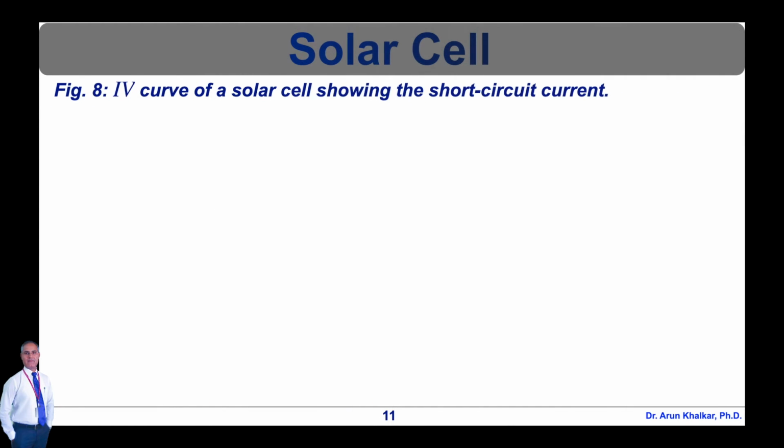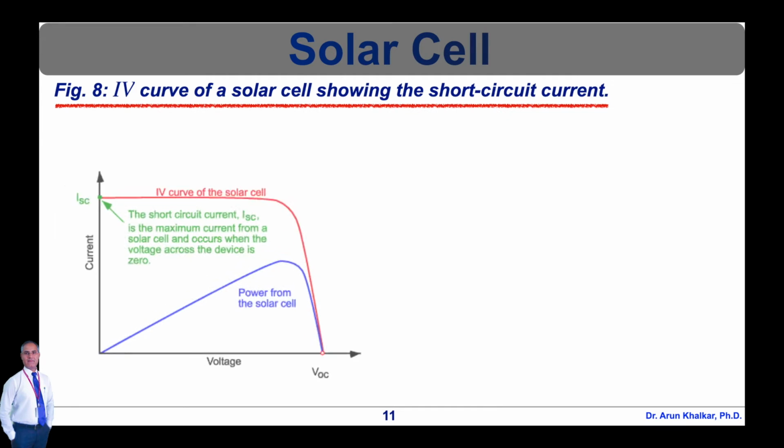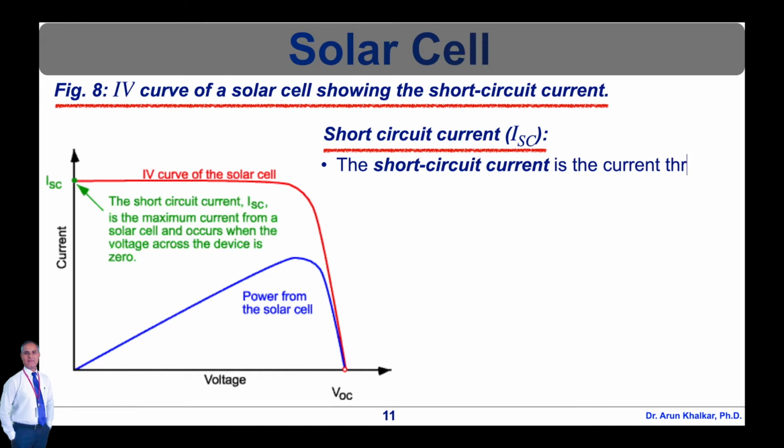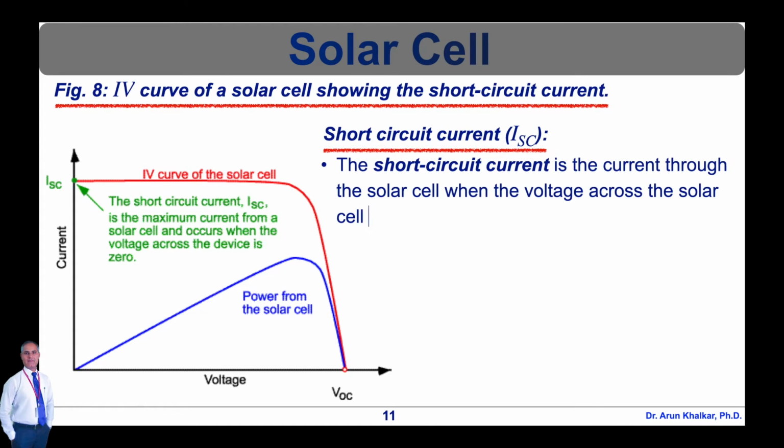In IV characteristics of a solar cell, let's see what is short circuit current, that is ISC. The short circuit current is the current through the solar cell when the voltage across the solar cell is zero, that is, when the solar cell is short circuited, usually written as I subscript SC. The short circuit current is shown on the IV curve which is shown here.